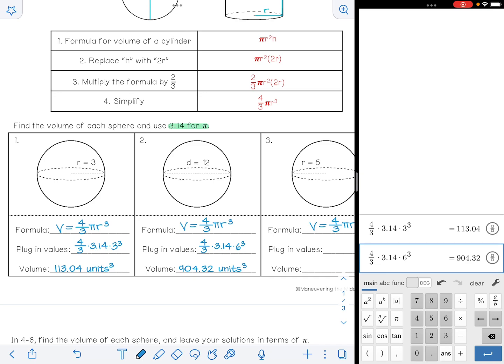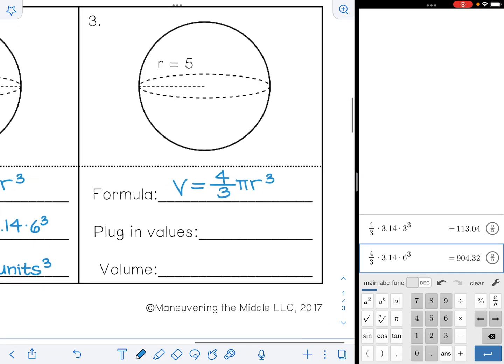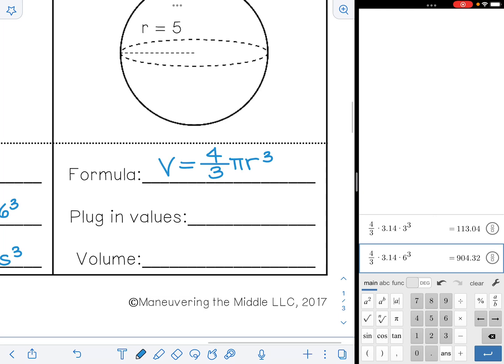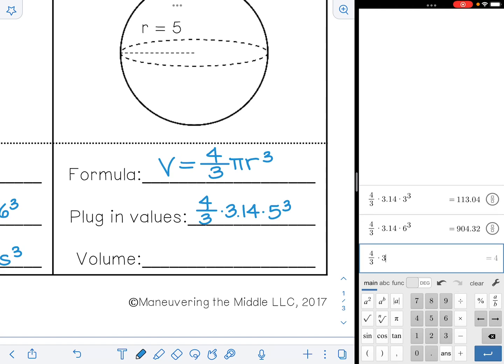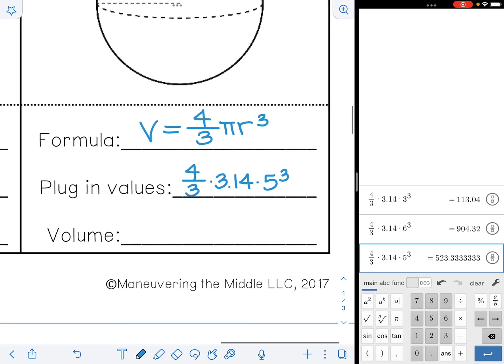And then for our final example, to get our volume, we would do 4/3 times 3.14 times our radius, which is given to us as 5 to the third power. Type that into our calculator, ideally our Desmos calculator. Here we are not going to get a terminating decimal, we get a repeating decimal.